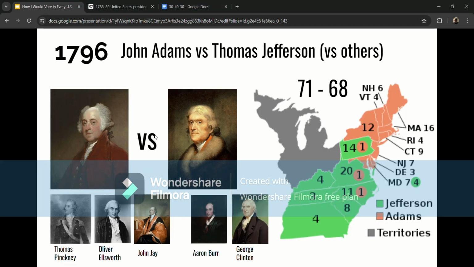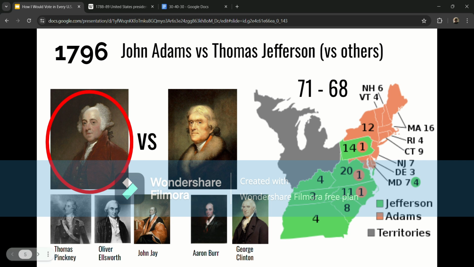When it comes to platform, it's pretty much the two parties: stronger central government versus weakened central government. So John Adams would win for me when it comes to platform. So because of that, I would have voted for John Adams in 1796.